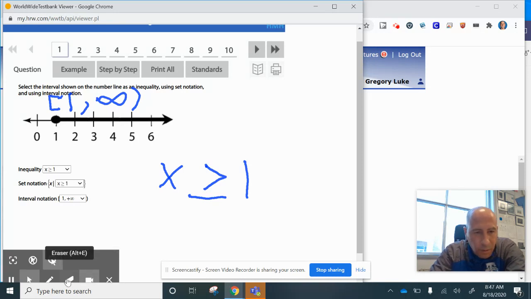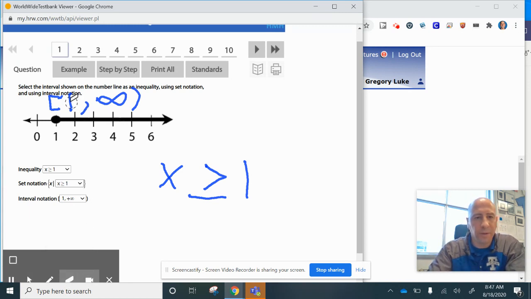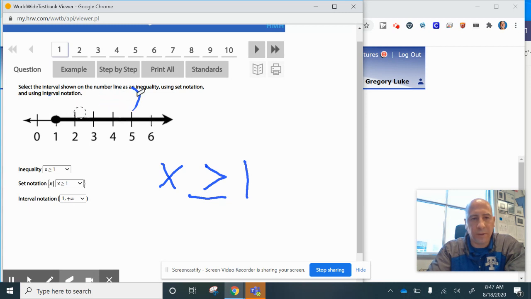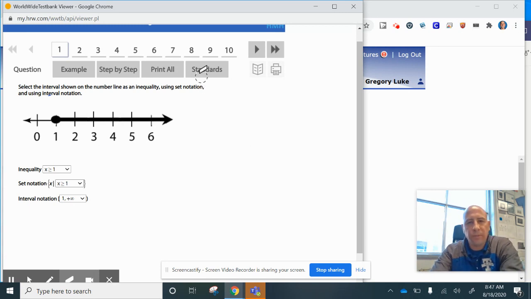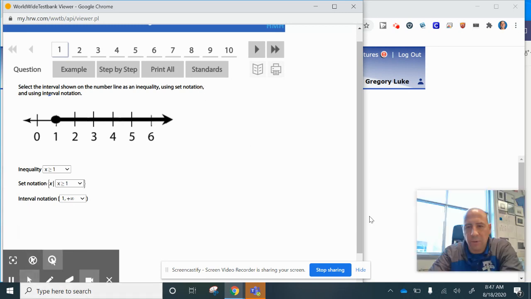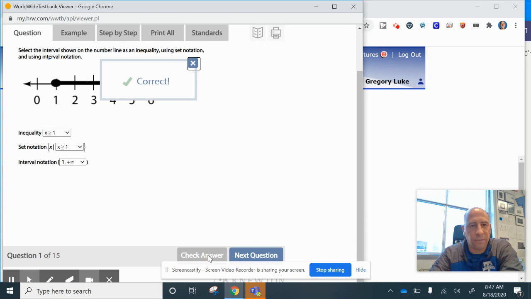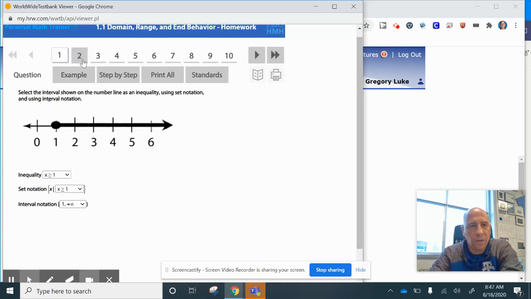Okay. All right, let me see if I can press that. It says Alt E, so let me find my Alt button. Alt E. Oh, I thought it would delete everything, so I have to manually delete this. So give me a few seconds to do that. All right, so we go to the mouse point. Let's go down to check answer, to make sure I've explained it correctly to you. I have, so let's move on to number 2.